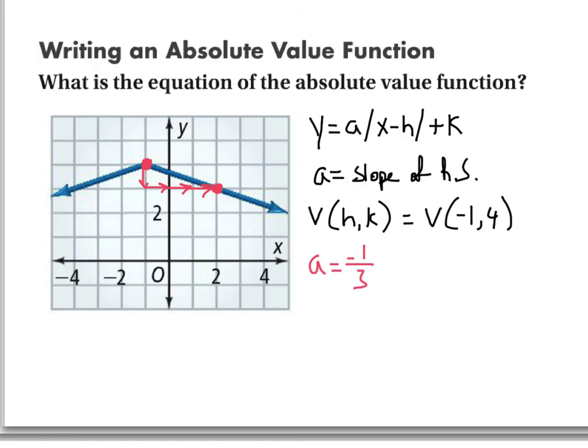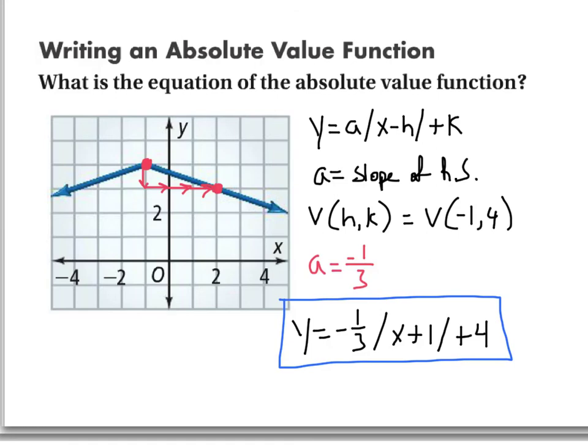So all we need to do is plug it into the equation. y equals -1/3 times the absolute value of x. Now, am I going to say +1 or -1 here? +1, because remember, x is hexed. And then +4 at the end. Questions? Are you sure? Okay, let's try some homework then.